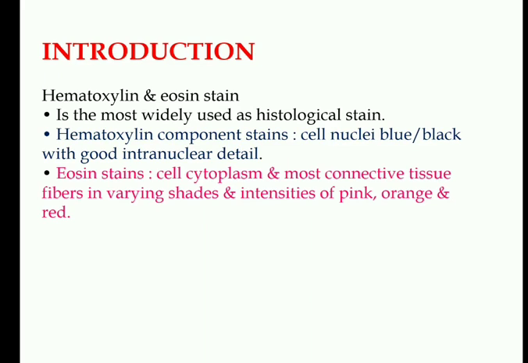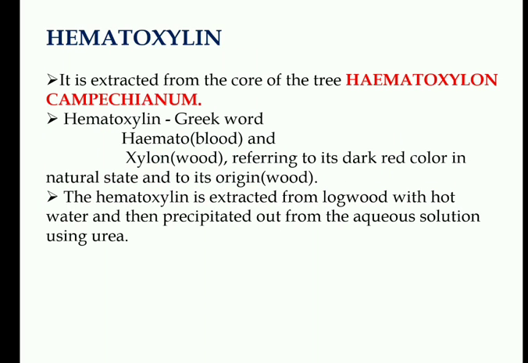Hematoxylin components stain cell nuclei blue or black in color with good intracellular detail, whereas eosin stains the cell cytoplasm and most of the connective tissue fibers in various shades of pink, orange and red. Now let us look into detail firstly about hematoxylin, and we will go for eosin next.